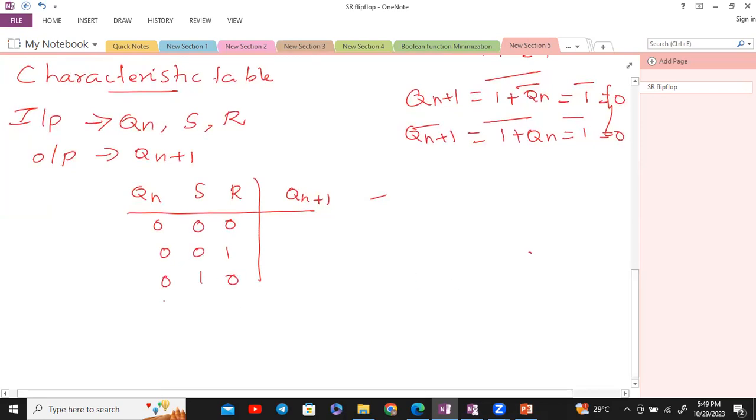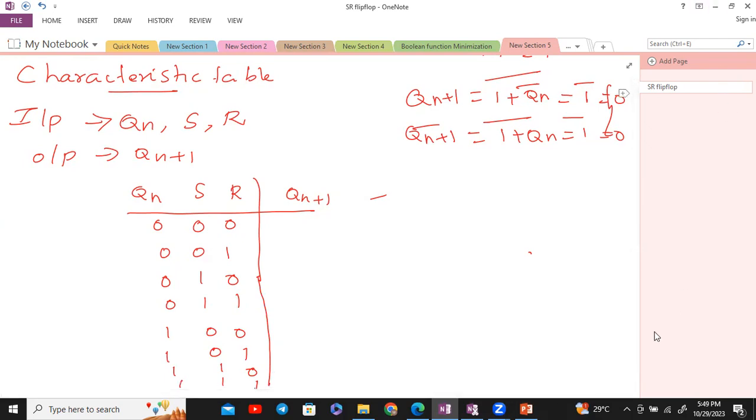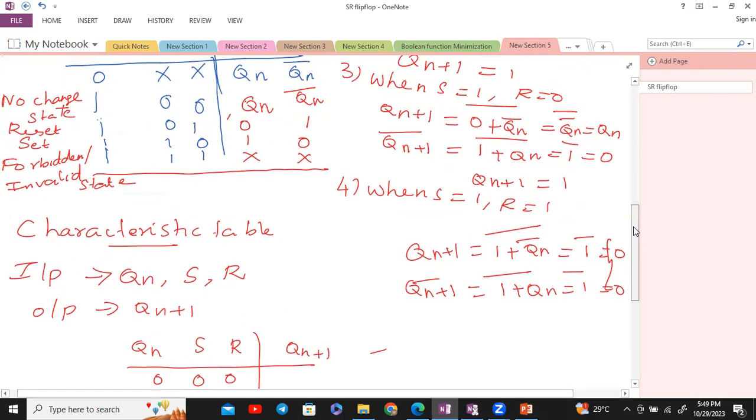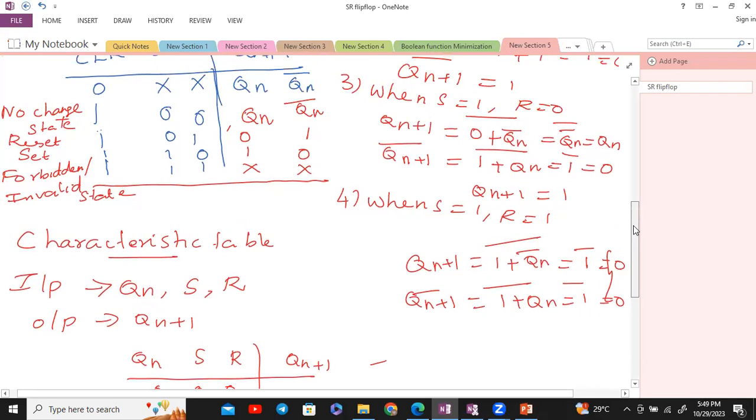0, 1, 0, 0, 1, 1, 1, 0, 0, 1, 0, 1, 1, 1, 0, 1, 1, 1. So now come to this Qn+1. What is Qn+1? Qn+1, see this truth table and you can write it.